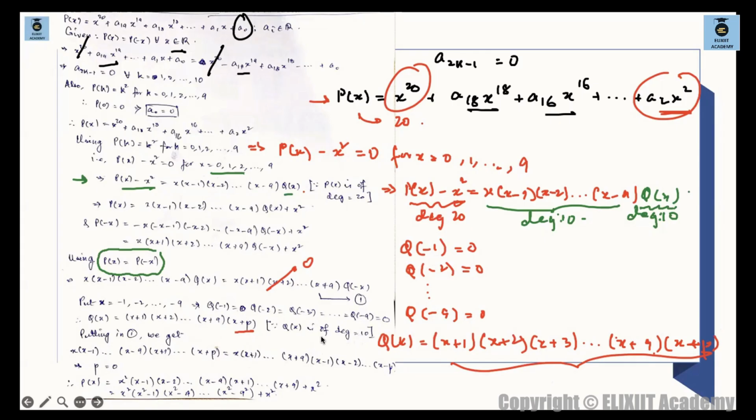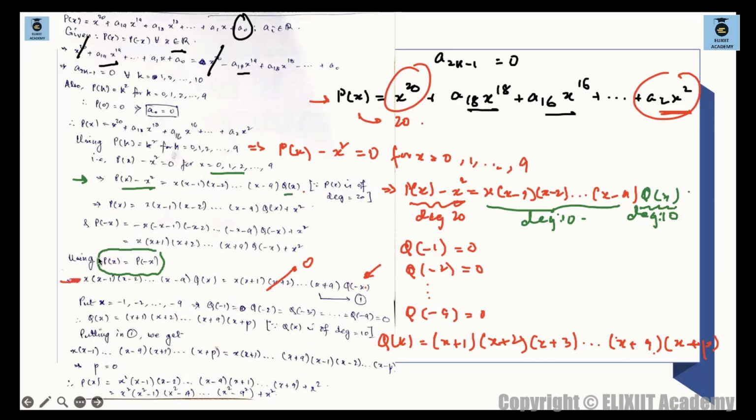So next what we do is we simply take this q(x) and plug in the value over here in 1. We haven't actually found out q(x), we have just estimated what q(x) is. Next, our target is to find out the value of p. So next we simply take this and plug in this value over here in 1.